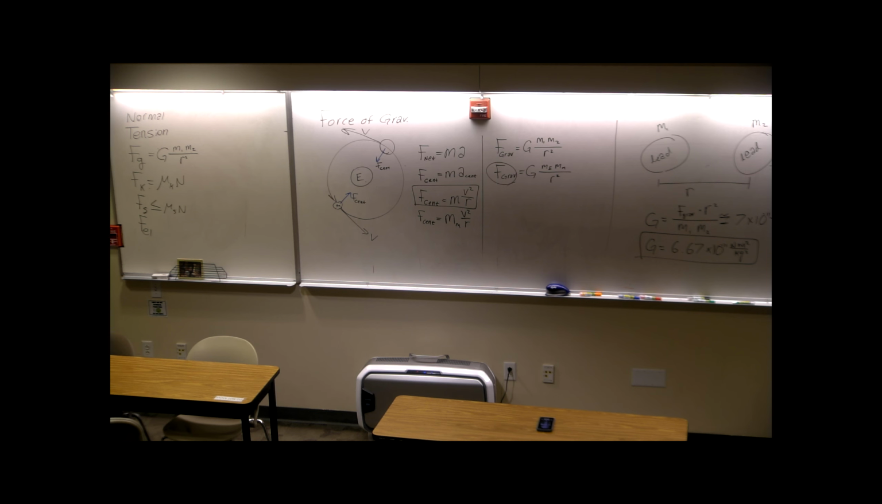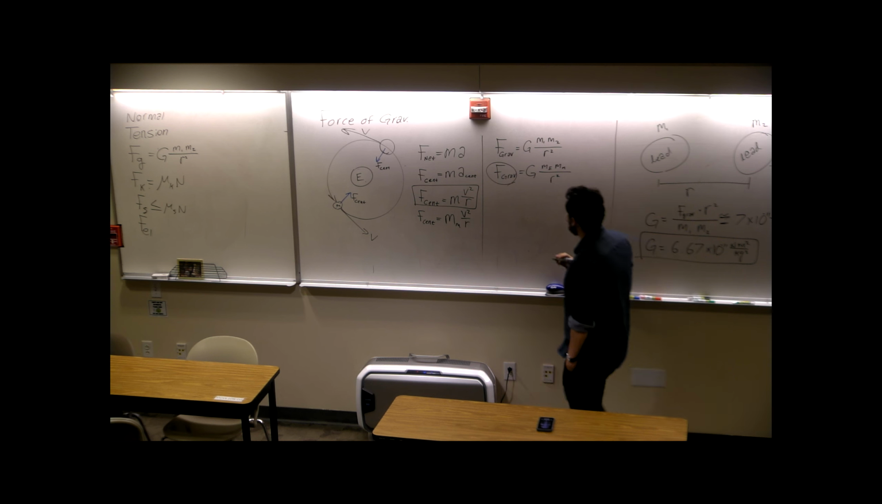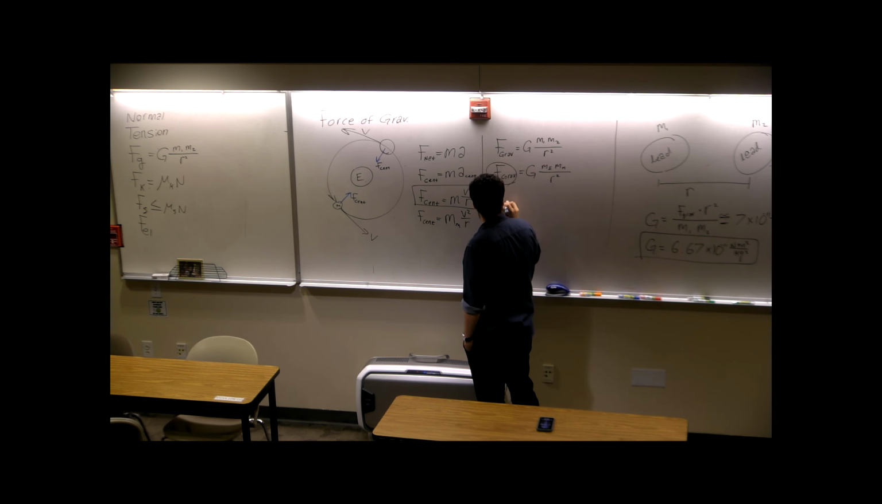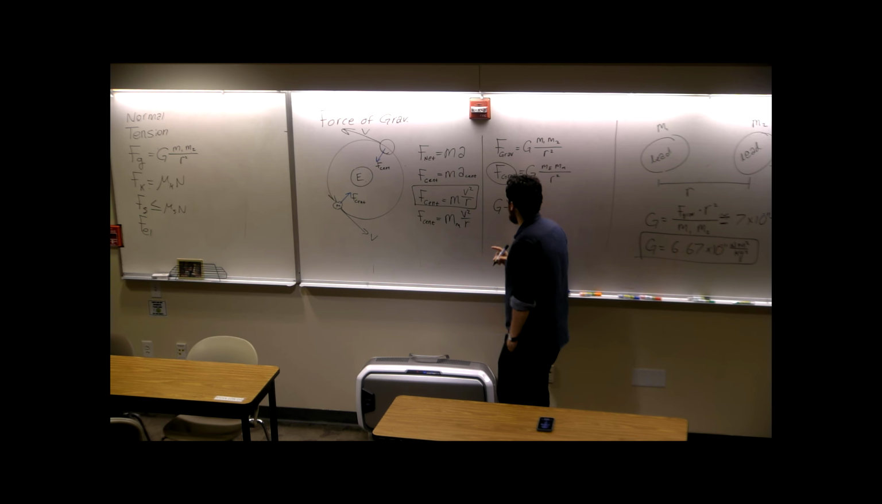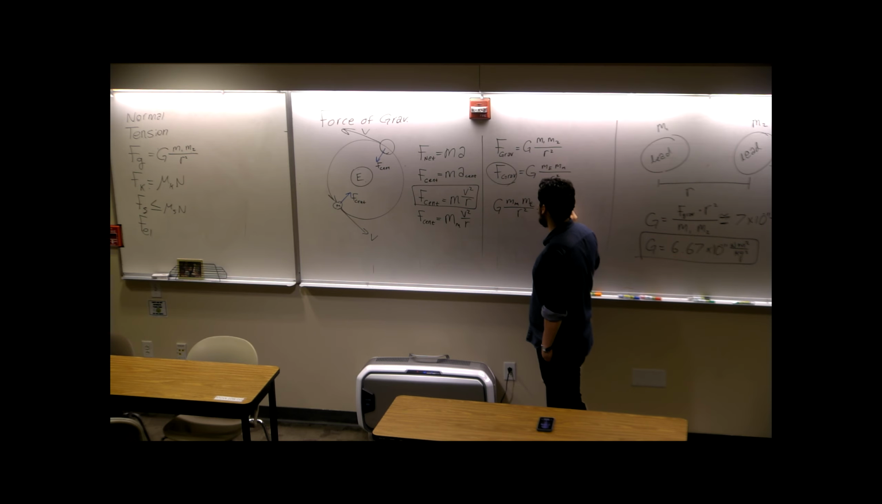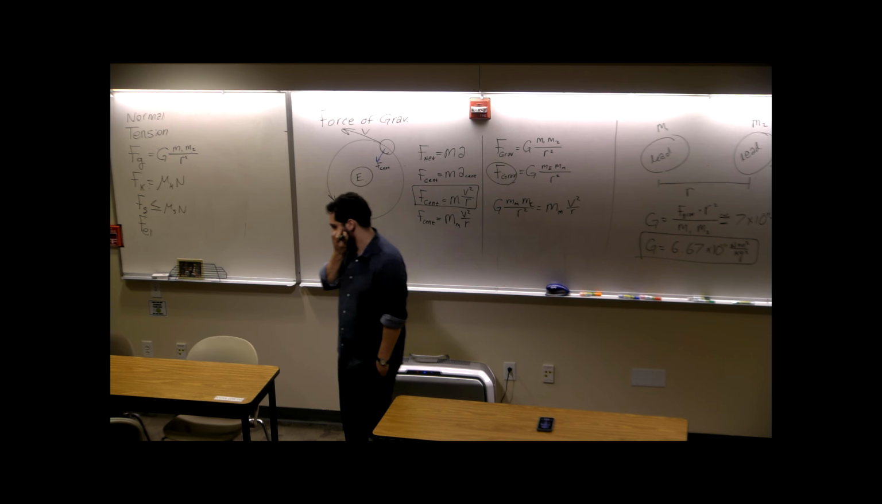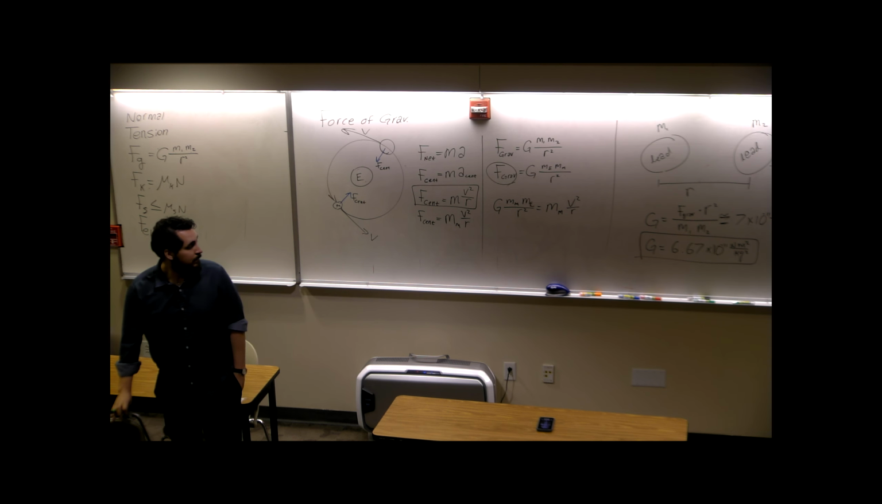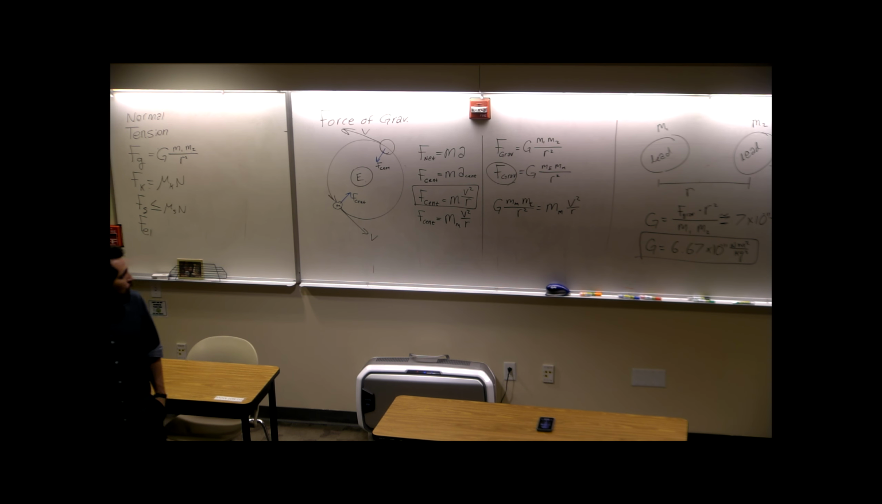So we can take these, set them equal to each other, and that would tell us the gravitational force, G mass of the moon, mass of the Earth, divided by r squared, the gravitational force must equal the centripetal force.